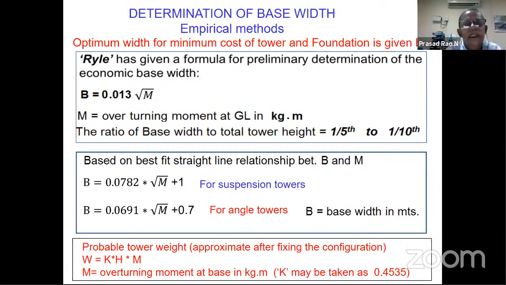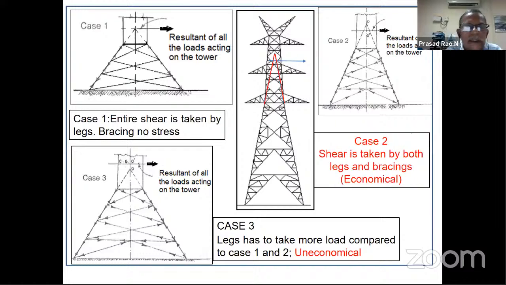So what is the best configuration? For a self-supporting structure, I have three cases. We call this the upper portion, then the straight portion. Once you find out the resultant of the loads acting on this tower, if this resultant of the loads is acting below this cone, then it will be a more economical and reliable tower. That means both the leg members and bracing members will contribute to the load resistance.